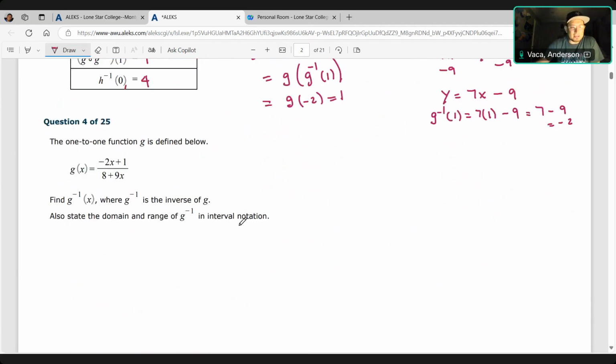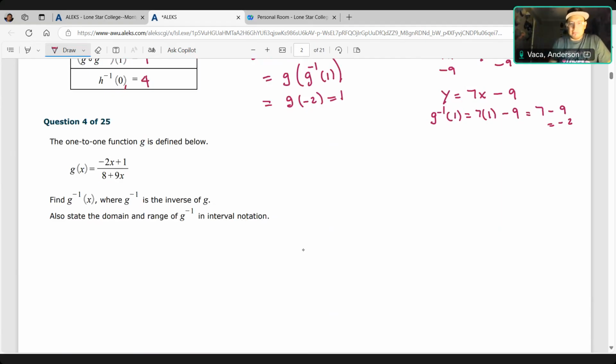We got 25 questions. The one-to-one function g is given below. They want us to find the inverse and also state the domain and range of the inverse. Okay, let's go ahead and get started here. I can move this chair a little bit lower. All righty then, let's go ahead and get to business.